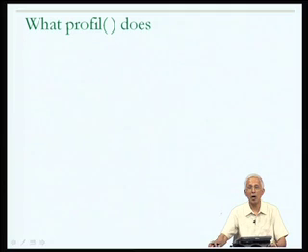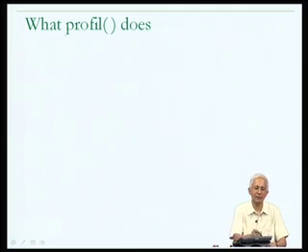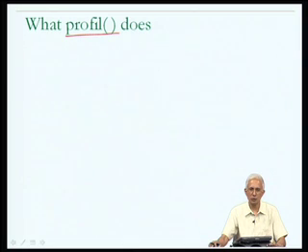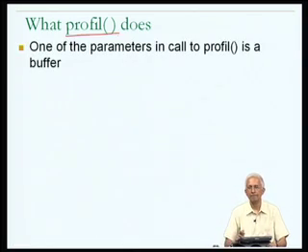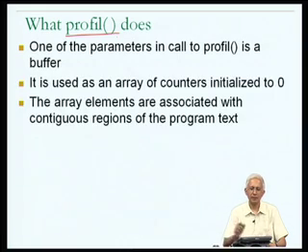Let's just see in more detail how profile does this. Now I am referring to profile. Remember that this is the name of the system call which is used by the Prof mechanism. Profile is a system call with many parameters. One of the parameters in a call to profile is a buffer or an array. This array is used as an array of counters, each counter being initialized to 0. The different counters inside this buffer array are each associated with some contiguous region of the program text. You'll remember that when we refer to the text of a program, we are referring to the code or the instructions of the program.